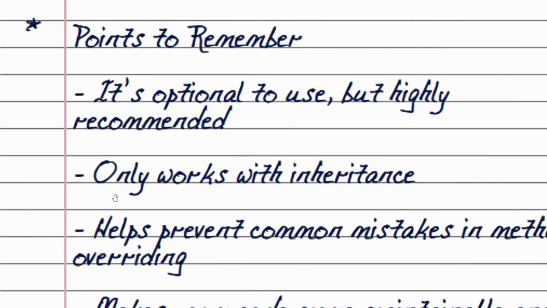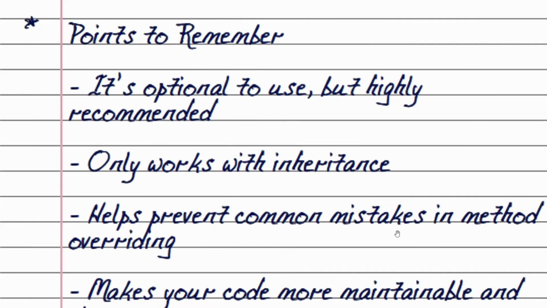Then second, it only works with inheritance. Yes, the override annotation works with inheritance. If inheritance is not there, we cannot use the override annotation. Then next is, it helps prevent common mistakes in method overriding. So the override annotation helps to prevent common mistakes while overriding a method.